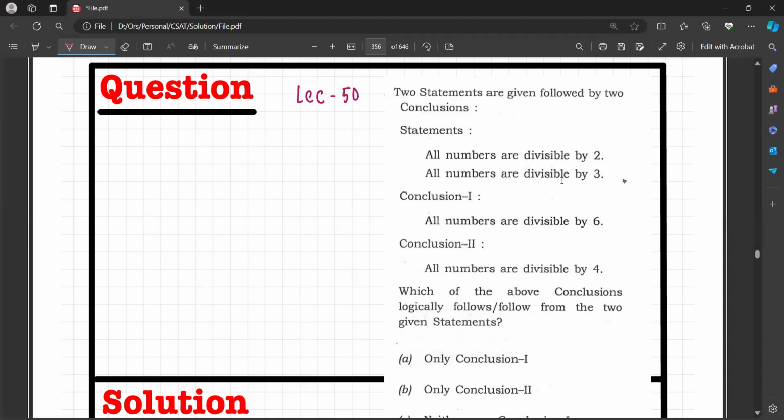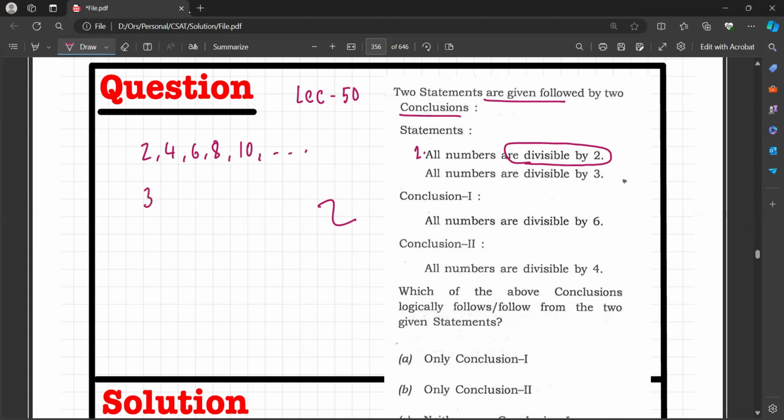Let us begin with question number 1. Two statements are given, followed by two conclusions. The statement number 1 says, all numbers are divisible by 2. That means any number you pick, it must be divisible by 2. So the numbers are 2, 4, 6, 8, 10, and so on.